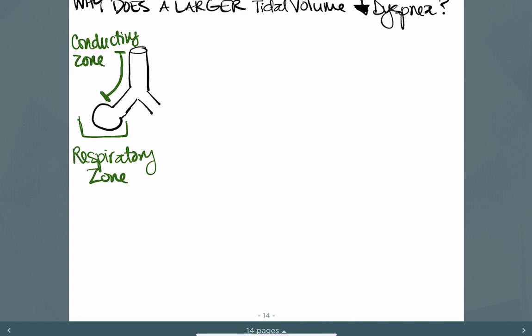So the volume of our conducting zone, also called your dead space, the area that does not participate in gas exchange, is anatomical. It's just the volume of the tubes that lead to the respiratory zone. And in typical anatomy, let's just do the generic 70 kilogram male, the conducting zone is around 150 milliliters. So for the purpose of this description, we're going to just say the conducting zone is 150 milliliters.